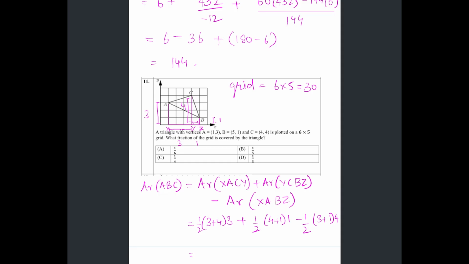So this gives us 21 by 2 plus 5 by 2 minus 16 by 2, right, which is 10 by 2 or 5. So the area of triangle ABC is 5. So the ratio is 5 by 30, which is 1 by 6. So option A, 1 by 6.